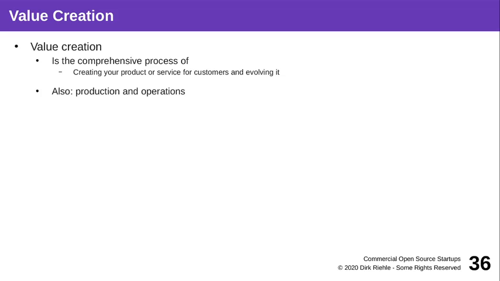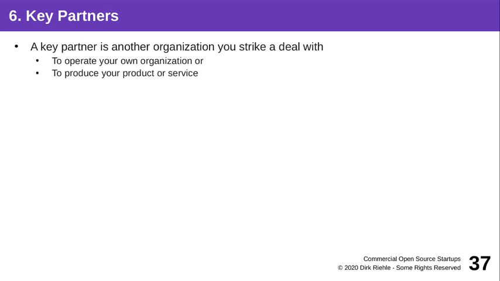So that's the initial creation when the company gets going, but after that it's evolution and extension of what you've been doing. The business model canvas gives us a couple of components here: key partners, key activities, key resources, cost structure, and so forth. And we need to take a look at that.